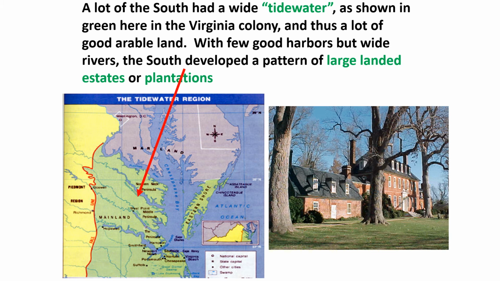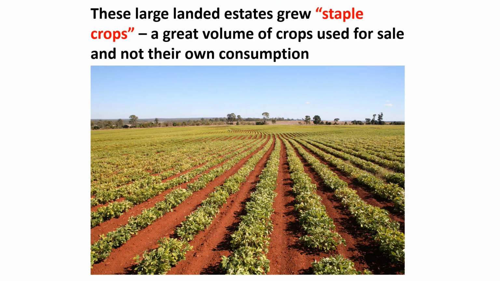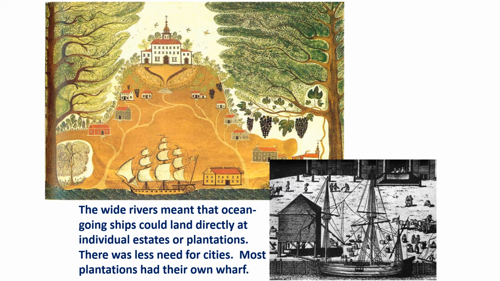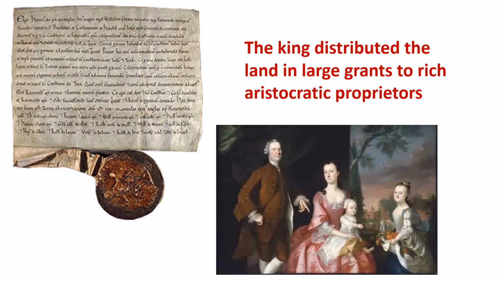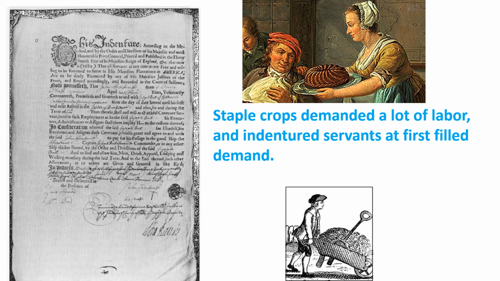And so the South developed a pattern of large landed estates or plantations, unlike the North. These large landed estates grew staple crops, a great volume of crops used for sale and not for the people's own consumption. The wide rivers meant that ocean-going ships could land directly at individual estates or plantations. There's less need for cities. Most plantations have their own wharfs. Also in the South, the king tended to distribute the land more in large grants to rich aristocratic proprietors, rich people. Staple crops demanded a lot of labor, and indentured servants at first filled the demand.